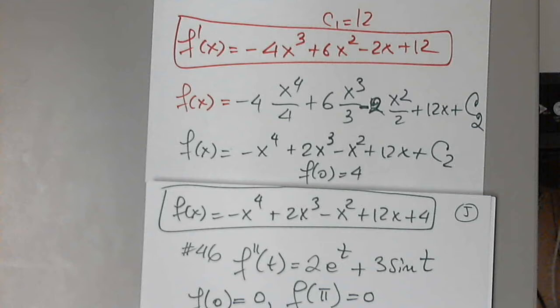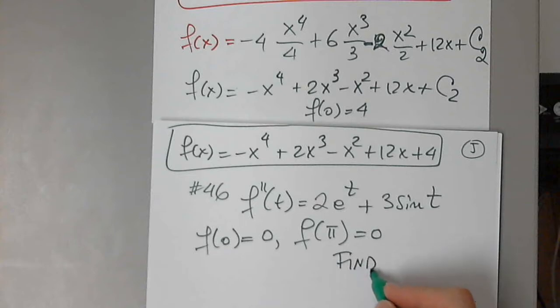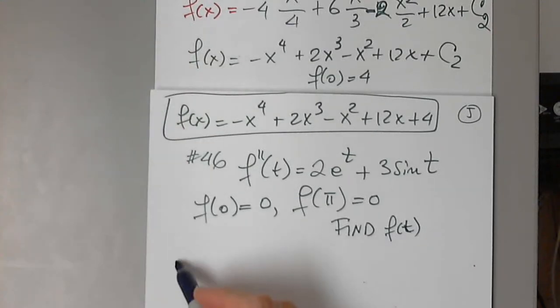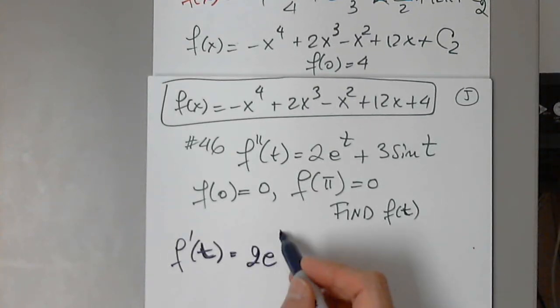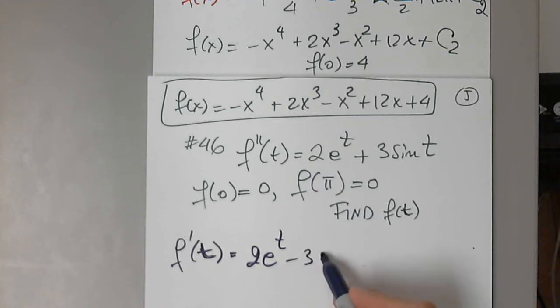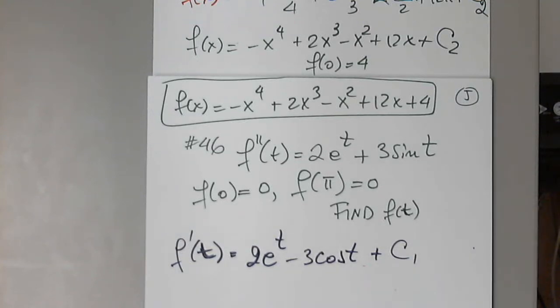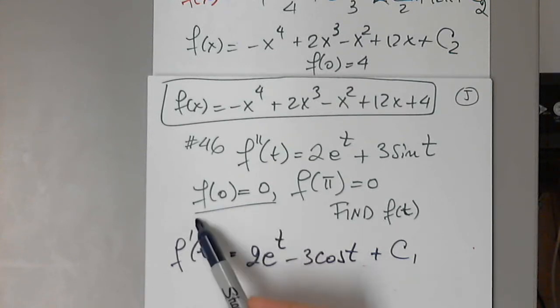Again, we are given the second derivative. Again, we have the same question here. Find f of t, the specific f of t that complies with all the given conditions. So we find the first derivative first, going backwards. Can anyone tell us what to write? 2e to t minus 3 cosine t plus C. Good. Excellent.